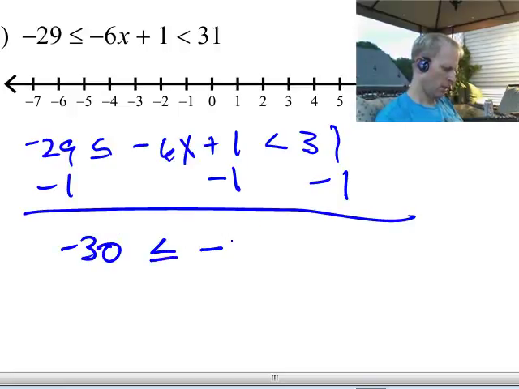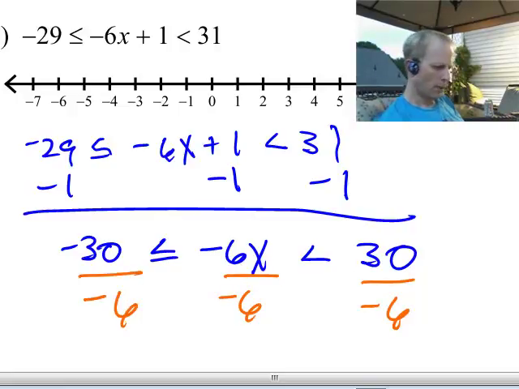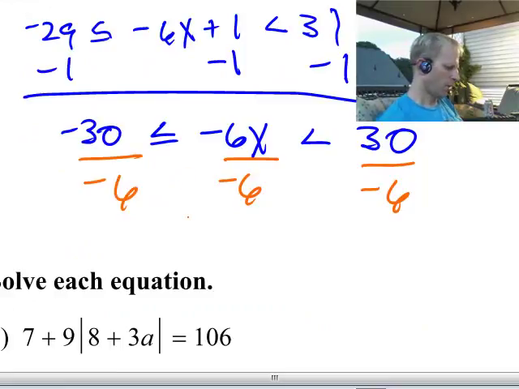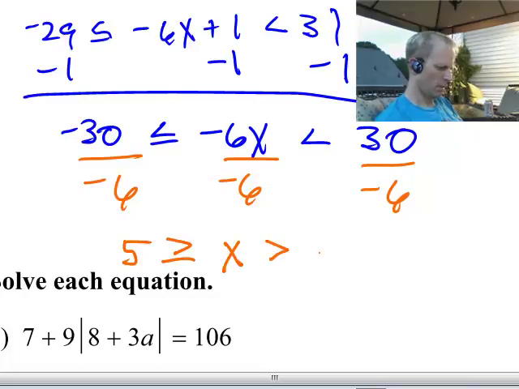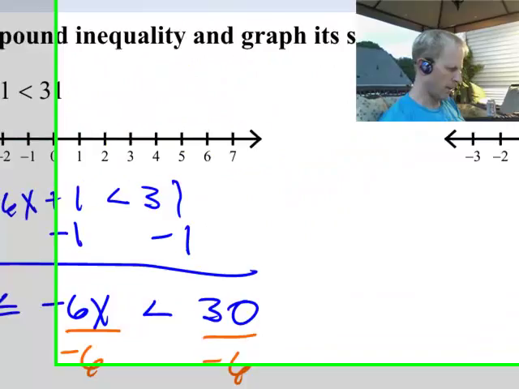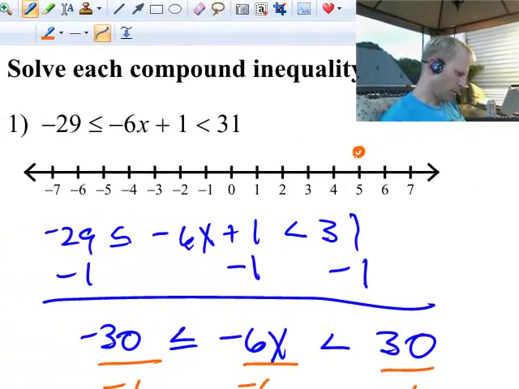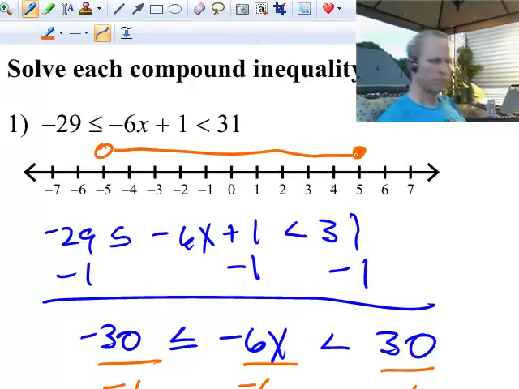That gives me that. And then I need to divide everything by -6. And when I do that, I'm dividing by a negative number, so I'm going to have to reverse the direction of the inequality signs. And I get x is in between 5 and -5. Let's see, it's including 5, but it's not including -5. And that's it.